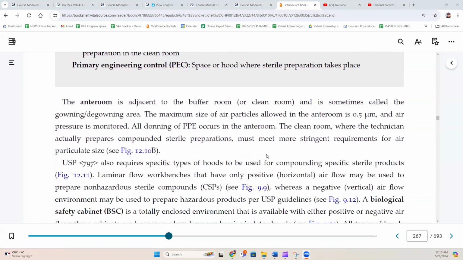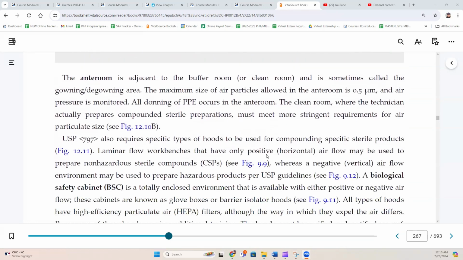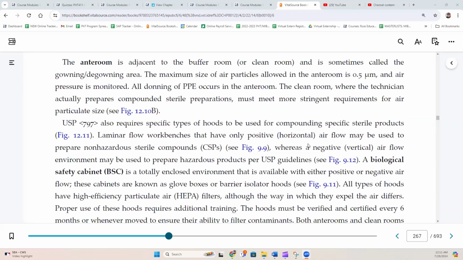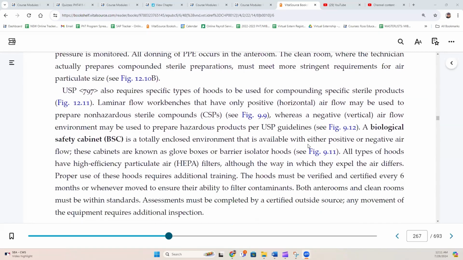sterile preparation takes place. The anteroom is adjacent to the buffer room or clean room, just mentioned a minute ago. It's sometimes called the gowning and degowning area. All donning of PPE occurs in the anteroom. The clean room, where the technician actually prepares compounded sterile preparations, must meet more stringent requirements for air particulate size.